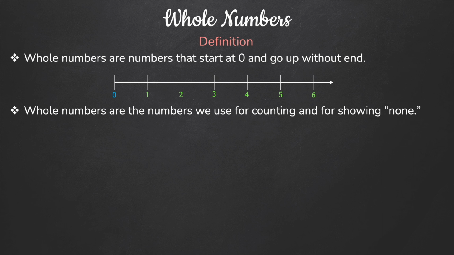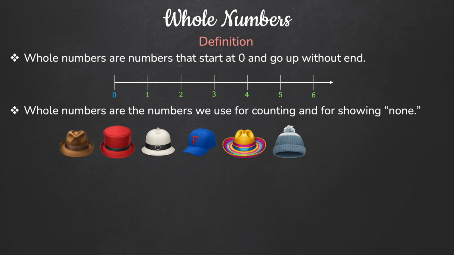For example, to count these hats, I'm going to say 1, 2, 3, 4, 5, 6, 7. So here I have 7 hats, and the numbers I use to count are whole numbers. And if I had no hats, then the whole number I would use to represent that would be 0.